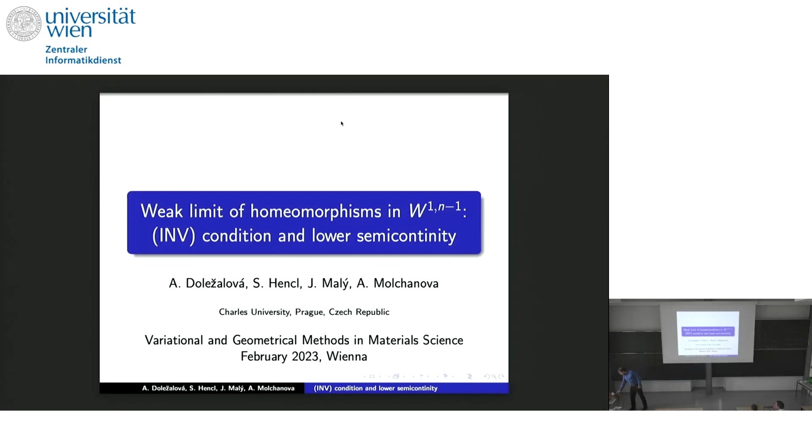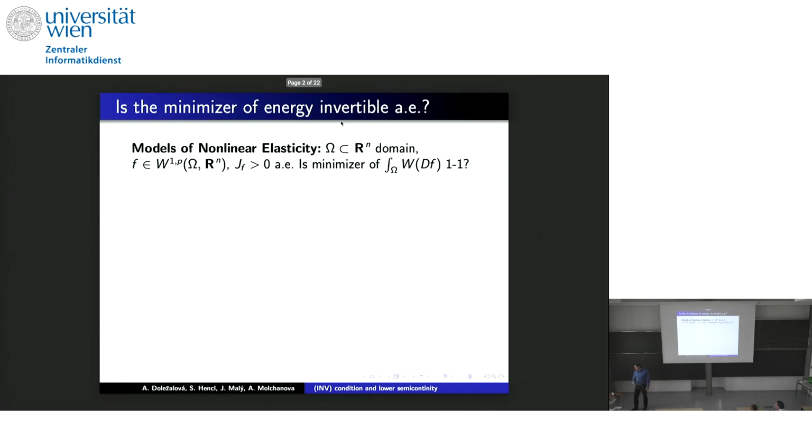So let me state the problem that we are interested in. We are talking about models of nonlinear elasticity. We have some body in R^n, mapping from R^n to R^n. As usual, we assume that the mapping doesn't change orientation. It's a minimizer of some reasonable energy. And the question that plenty of people are asking is: is the minimizer one-to-one? Because of the interpenetration of matter, two parts of the body cannot be mapped to the same place.